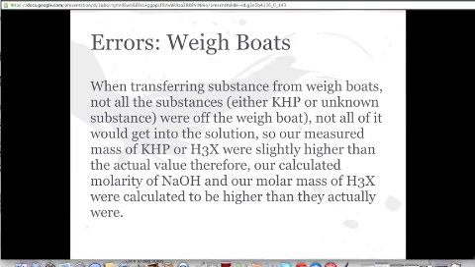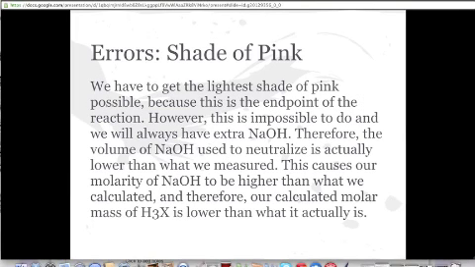We found 2 errors, and the first one is with weigh boats. When we transfer substances from weigh boats to either flasks, beakers, or any other kind of container, some of the substance in the weigh boat is most likely to stay in the weigh boat. And in our lab, it was either the KHP or the unknown substance. Because not all of it would get off the weigh boat into the solution, our measured mass of KHP and/or the unknown substance was slightly higher than the actual value. Therefore, our calculated molarity of sodium hydroxide and our molar mass of the unknown substance were calculated to be higher than they actually were.